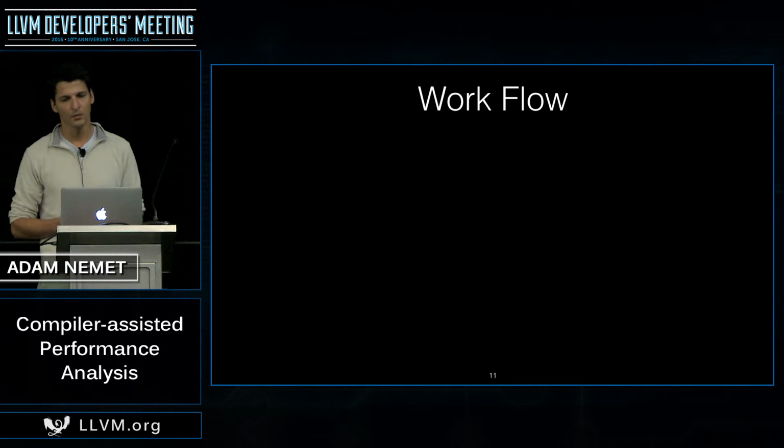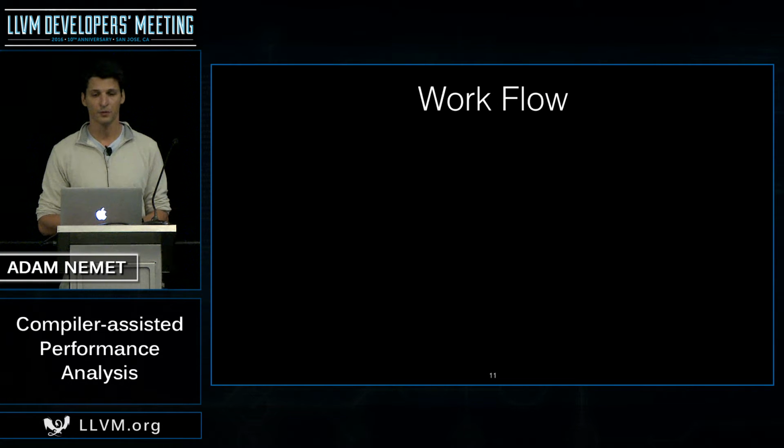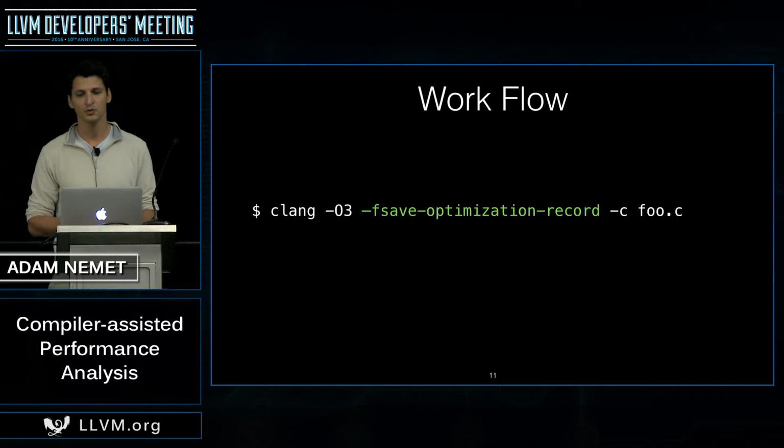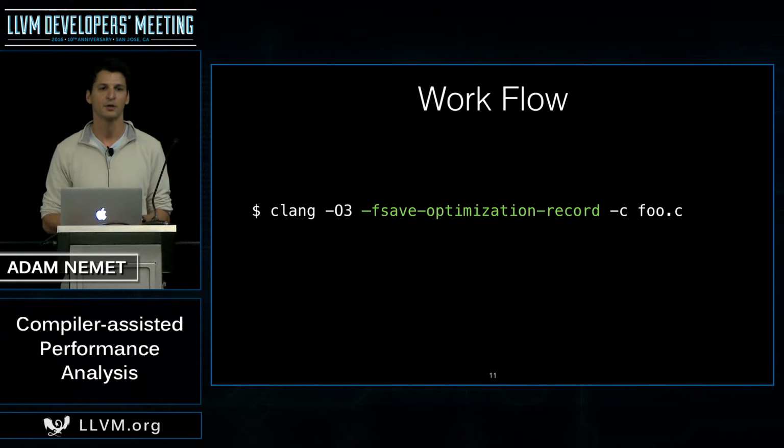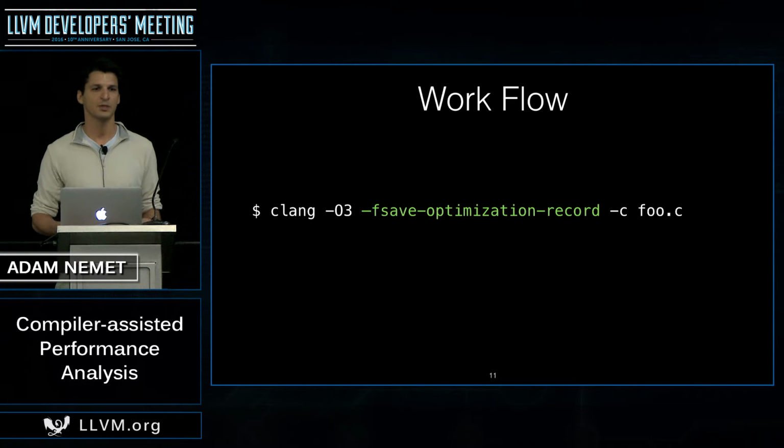So quickly going through the workflow, if you take this module, we just compile it as normal, but pass a new option called -fsave-optimization-record, which will produce all the optimization remarks into an external data file in YAML format.